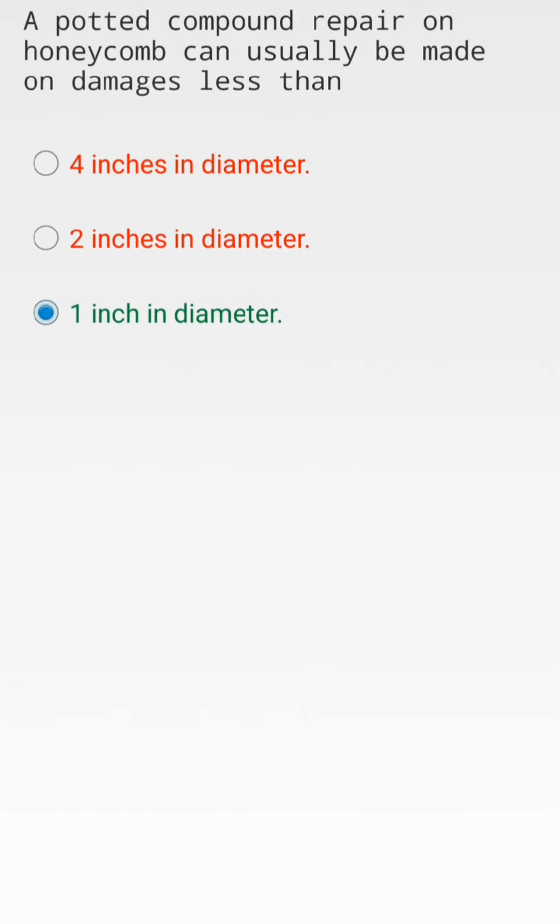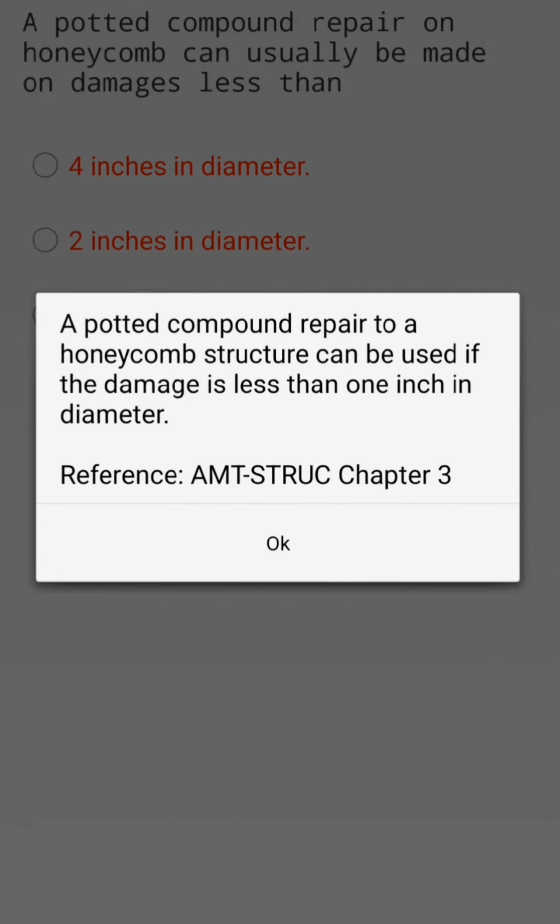A potted compound repair on honeycomb can usually be made on damages less than 1 inch in diameter. A potted compound repair to a honeycomb structure can be used if the damage is less than 1 inch in diameter.